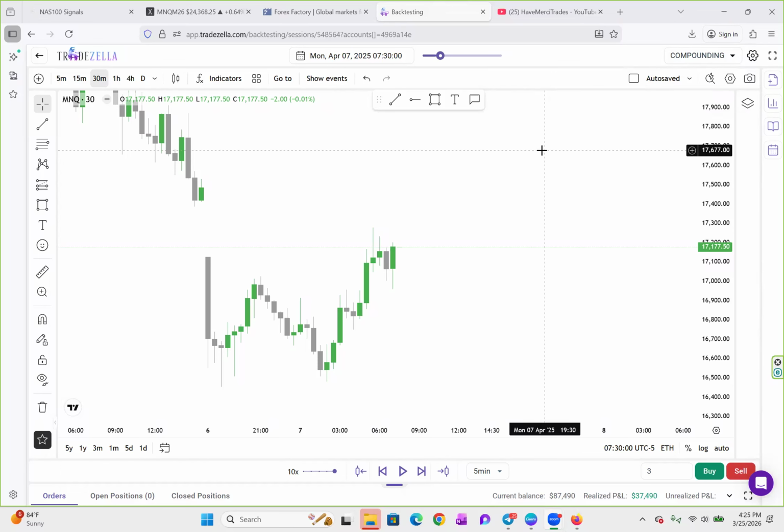Today I'm going to be talking about the basics of order blocks. Order blocks act as entry triggers for me in the market. I do not enter a trade unless I get a rejection off of an order block.